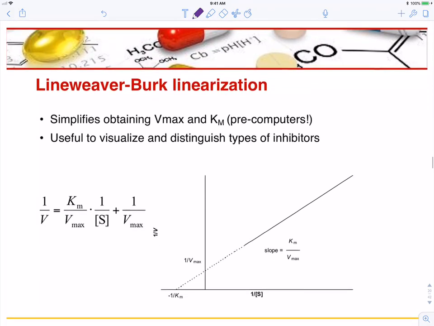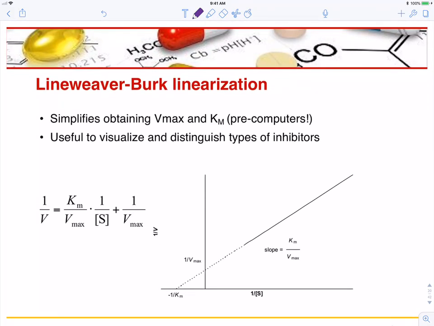If these conditions are met, then we can carry out the so-called Lineweaver-Burk linearization to simplify obtaining Vmax and Km. And this was particularly useful before computers were available, when fitting numerically to the Michaelis-Menten equation was not possible. This is very useful though, and helps us visualize and distinguish the various types of inhibitors.